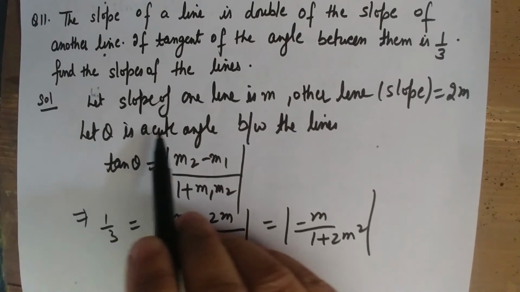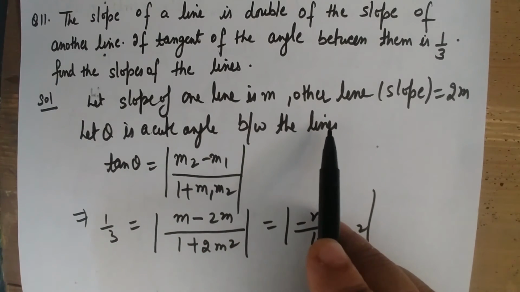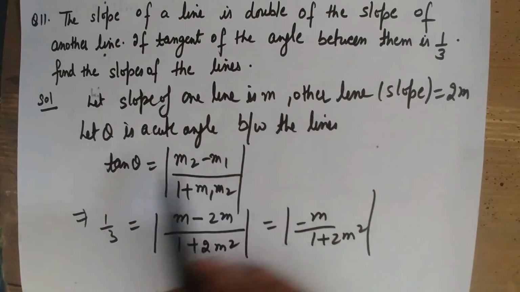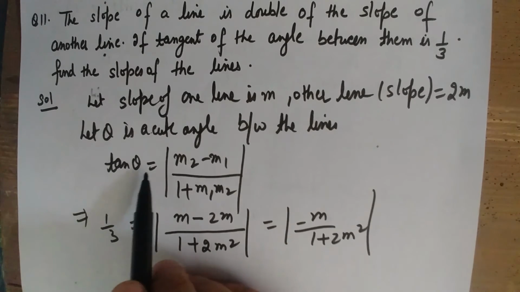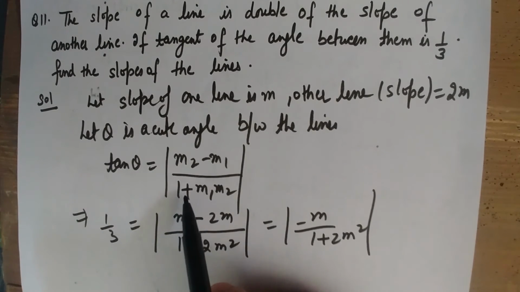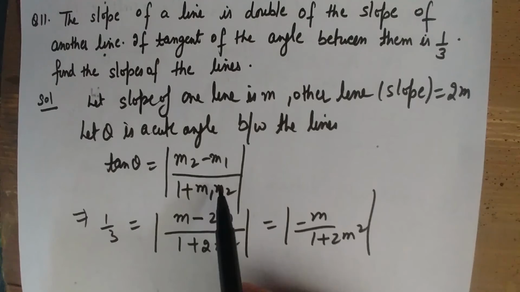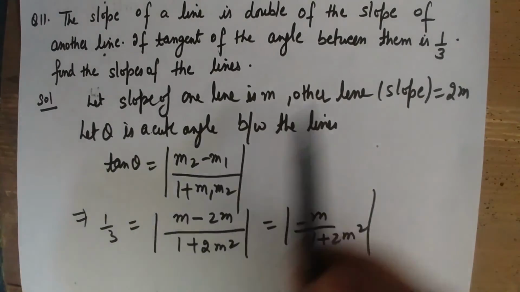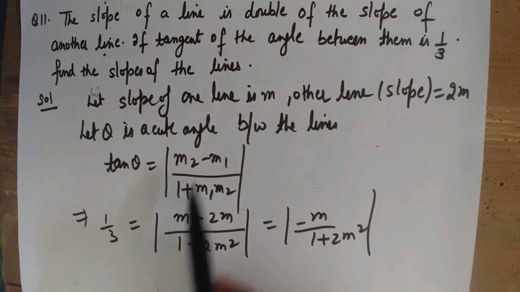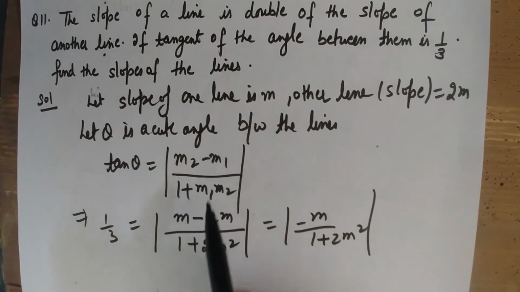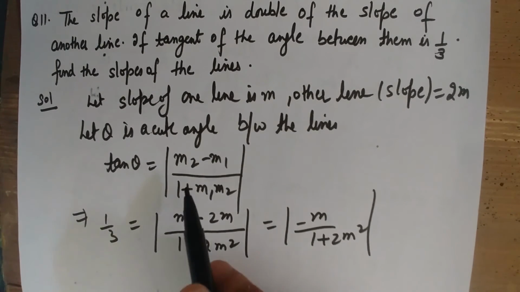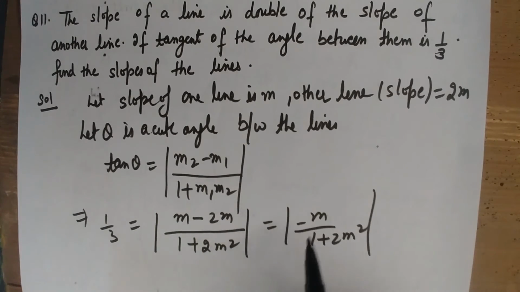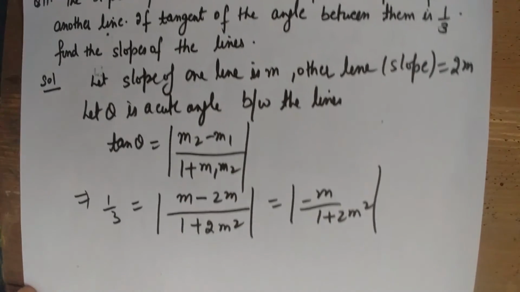Right? And theta is the acute angle between the two lines, and we know that the angle between two lines is given by tan theta is equal to m2 minus m1 upon 1 plus m1 m2, right? Where m1, m2 are the respective slopes of the two lines. So tan theta given here is 1/3, and in place of m2 I took m, and in place of m1 I took 2m, and this formula turns out to be minus m upon 1 plus 2m square, right?